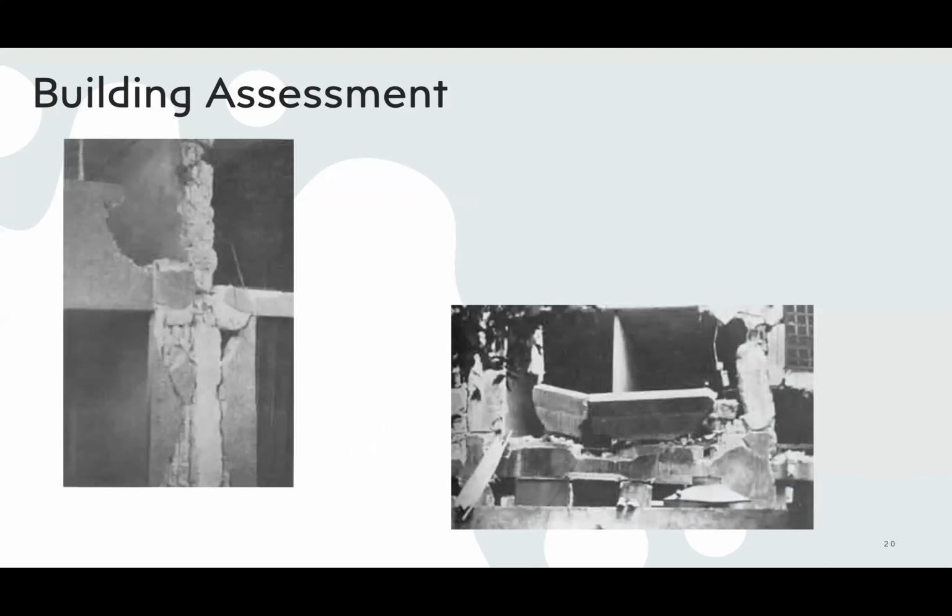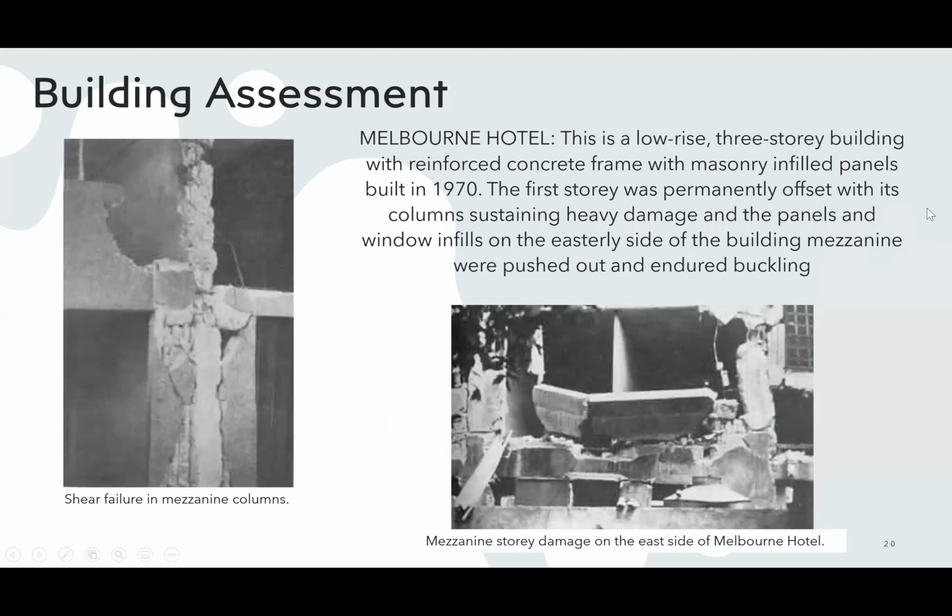The Melbourne Hotel. This is a low-rise 3-story building with a reinforced concrete frame and masonry infilled panels built in 1970. The first story was permanently offset with its columns sustaining heavy damage, and the panels and window infills on the easterly side of the building mezzanine were pushed out and endured buckling.